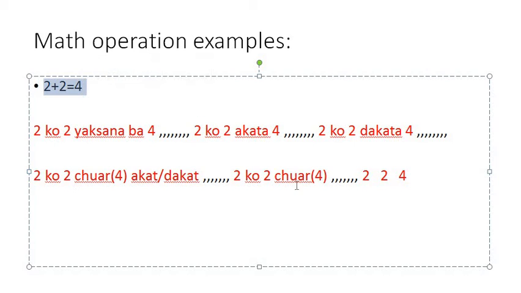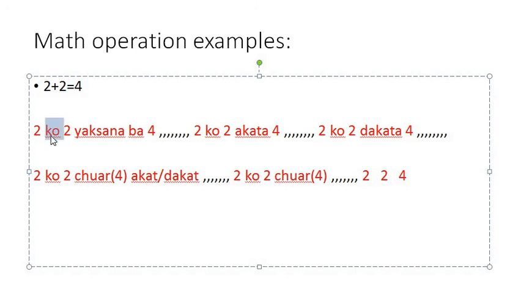There are many ways to say it in Kurdish. Let's start from the formal one, if you will. Du ko du yaksana chwar means 2 plus 2 is 4. Yaksana means equal to 4. 2 plus 2 is equal to 4. Du ko du yaksana chwar.